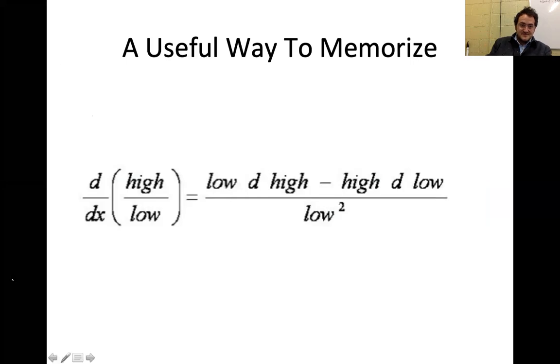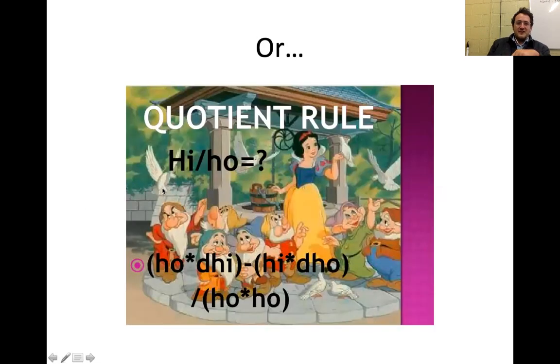So I even have a little cute cartoon. Alice loved this cartoon, Snow White and the Seven Dwarfs. So like low d high, ho d high, minus high d low over ho ho, where ho is low. That's the quotient rule.